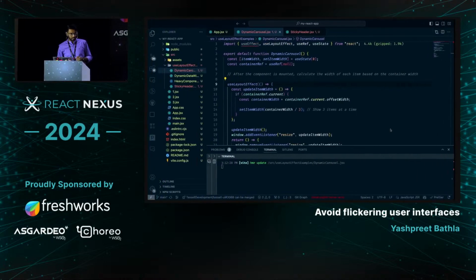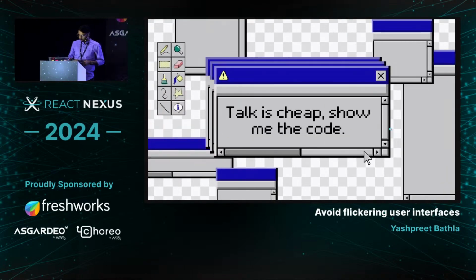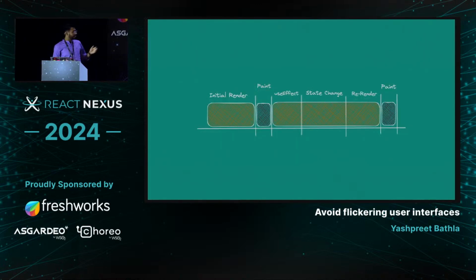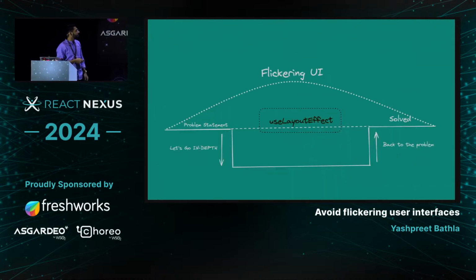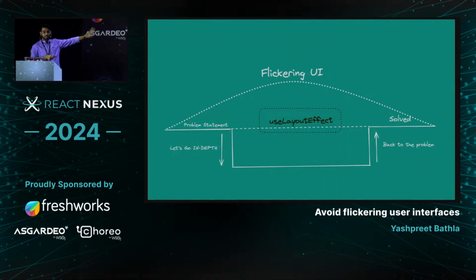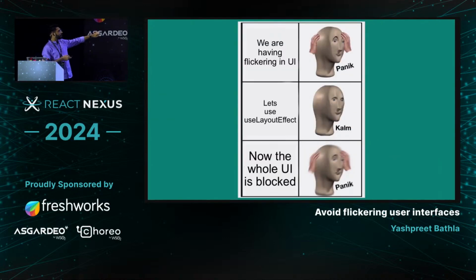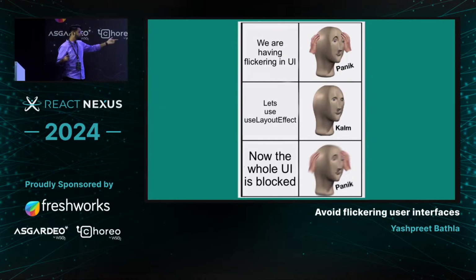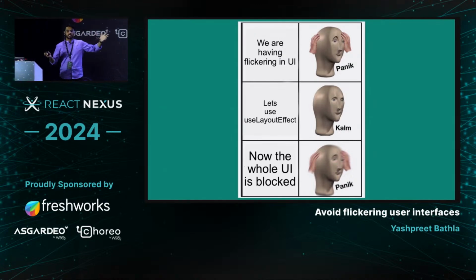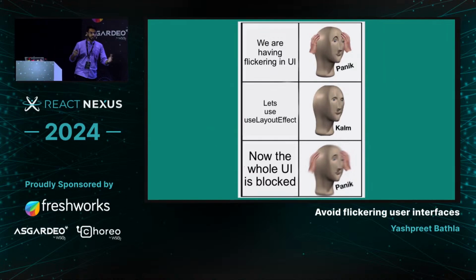So let me come back to the point. As I showed you in the first example and second example, it was pretty evident how we showed the painting at the last. But yeah, we know flickering can be solved using layout effect. But now we have a flickering UI. We had a problem. We were panicking. Okay, let's use useLayoutEffect. But now the whole UI is blocked. Why? As I mentioned, right, UI can be blocked. The first paint will also be blocked.